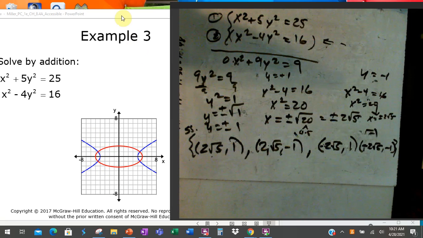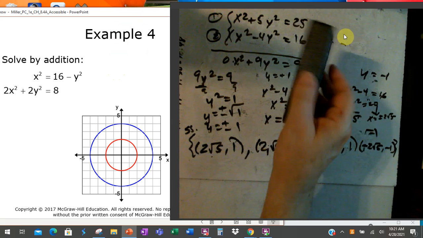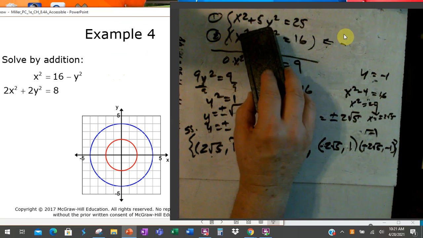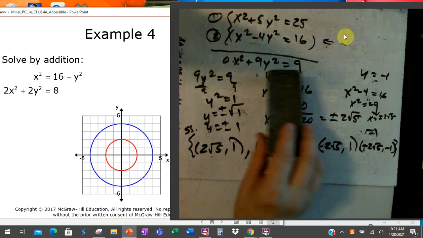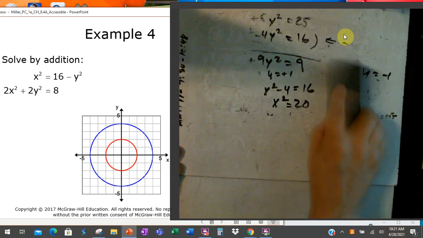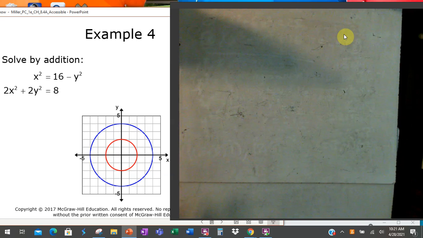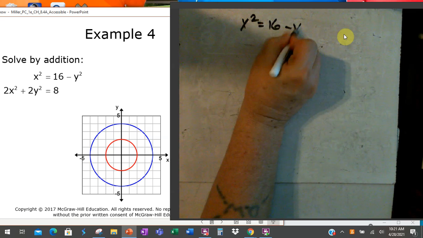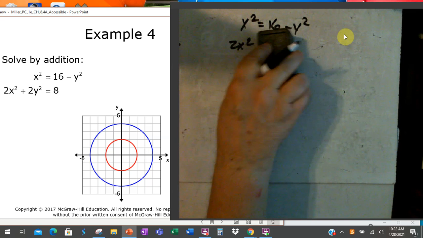So maybe we need to do another one just to kind of clean this up again. What I was looking for, when doing the addition method, is to be able to subtract and get rid of all like x's or all y's and just leave with the other variable, okay? You kind of need to look at them to see which way we need to do it. Look at it and think it through, which way is going to give you the best. Okay, so I have 16 minus y squared, and then I have 2x squared plus 2y squared.